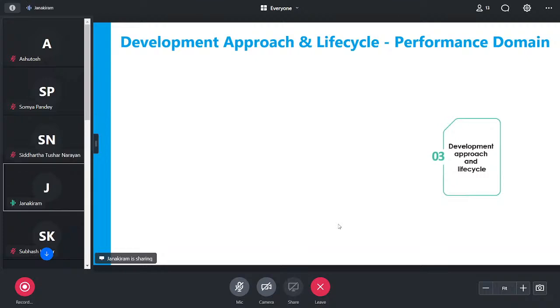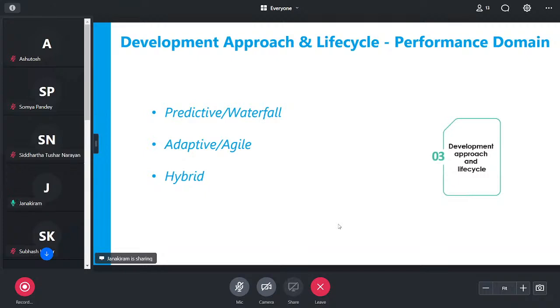So deciding the development approach and life cycle is also a performance domain. You may opt to go with a predictive or waterfall methodology. You may opt to go with an adaptive or agile methodology, or a hybrid methodology, say. So this is also a performance domain. And if you go hybrid, you may opt for either iterative and/or incremental based on the nature of your project.